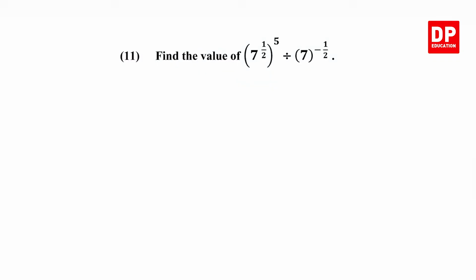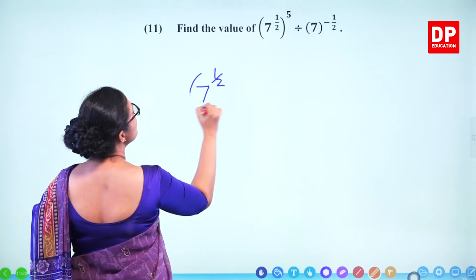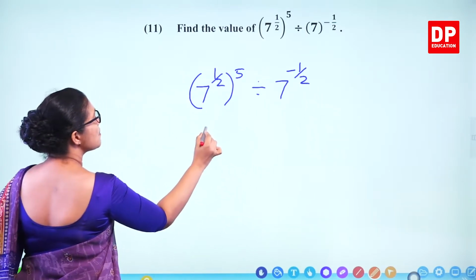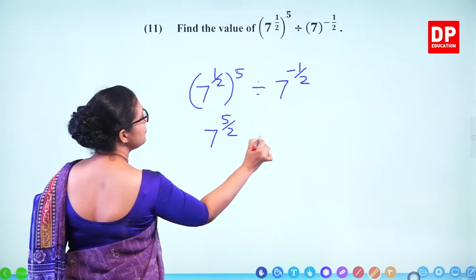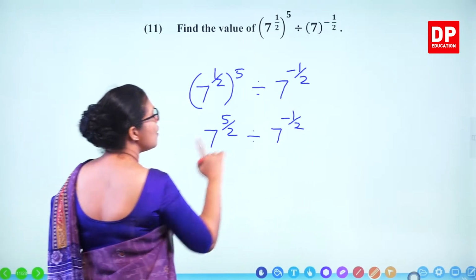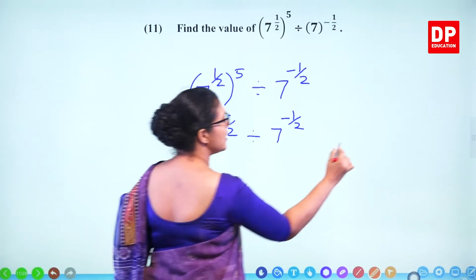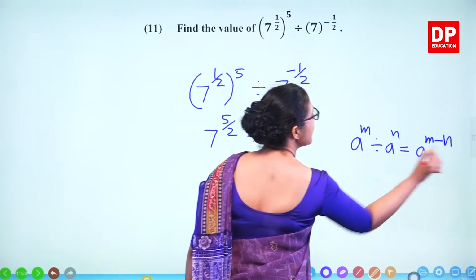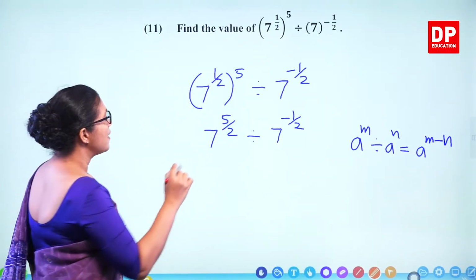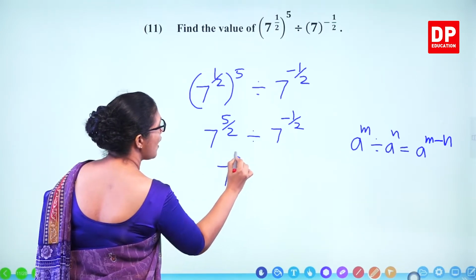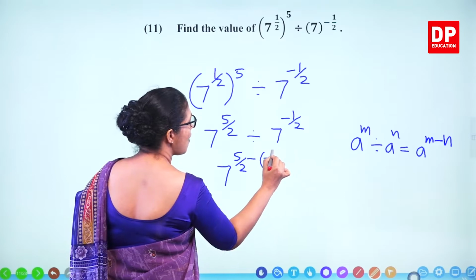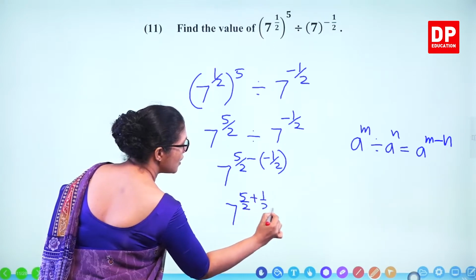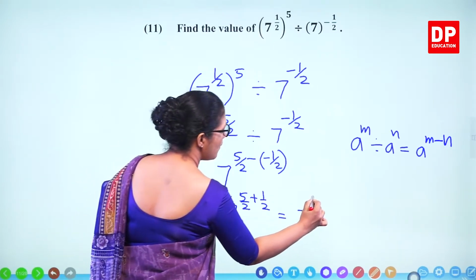Question number 11. Find the value of 7 to the power half, to the power 5, divided by 7 to the power minus half. First multiply this, you get 7 to the power 5 over 2. 7 to the power minus half. We know same base different powers division: a^m divided by a^n is a^(m minus n). You have to subtract the powers. So when you are subtracting powers, what happens? 5 over 2 minus minus half. That becomes addition. 5 over 2 plus half. 6 over 2, that's 3.